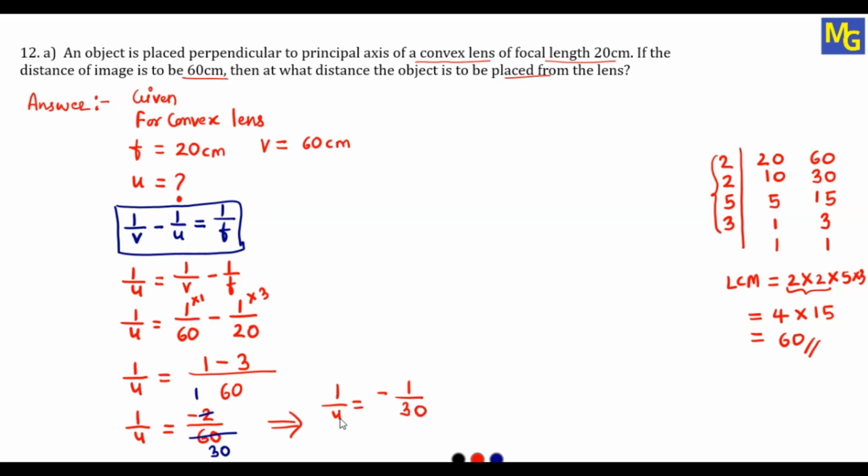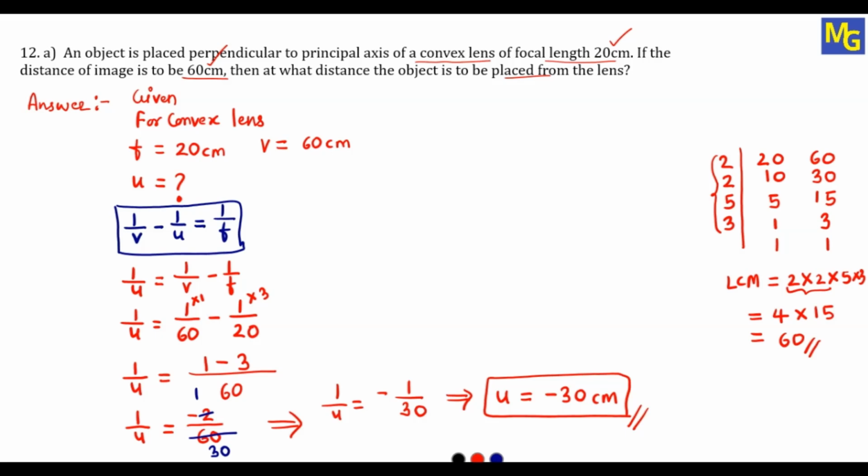But we want to solve for only u. So therefore u is equal to minus 30, and the unit is centimeter, because here the focal length is in 20 centimeter, and the image distance is also in centimeter. So write down the unit for object distance, 30 centimeter, and it is in minus. So the object will always be on the left hand side, and on the left hand side of the lens, whatever distances we measure, all will be in minus. So now we are getting a minus sign, which means our answer is correct. So this is the answer for question A.